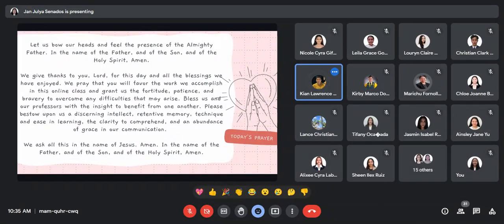In the name of the Father, the Son, and the Holy Spirit. Amen. We give thanks to you, Lord, for this day and all the blessings we have enjoyed. We pray that you will favor the work we accomplish in this online class and grant us the fortitude, patience, and bravery to overcome any difficulties that may arise. Bless us and our professors with the insight to benefit from one another. Please bestow upon us a discerning intellect, retentive memory, technique, and ease in learning, the clarity to comprehend, and an abundance of grace in our communication. We ask all of this in the name of Jesus. Amen. In the name of the Father, the Son, and the Holy Spirit. Amen.